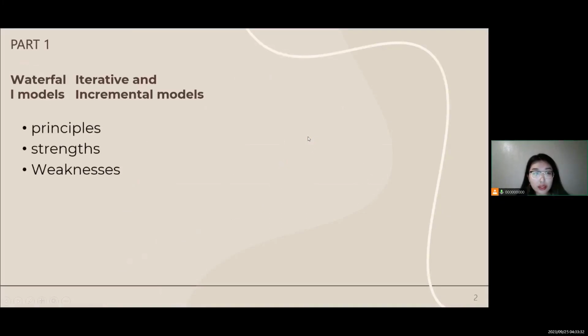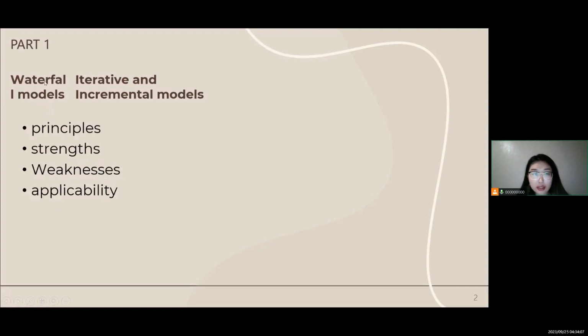First, let us see part 1. In the first part, I take a thorough look at waterfall and iterative incremental software development models, focusing on the principal advantages, disadvantages, and applicability of each model. Next, I will discuss the two models from these 4 aspects, which are principles, strengths, weaknesses, and applicabilities.